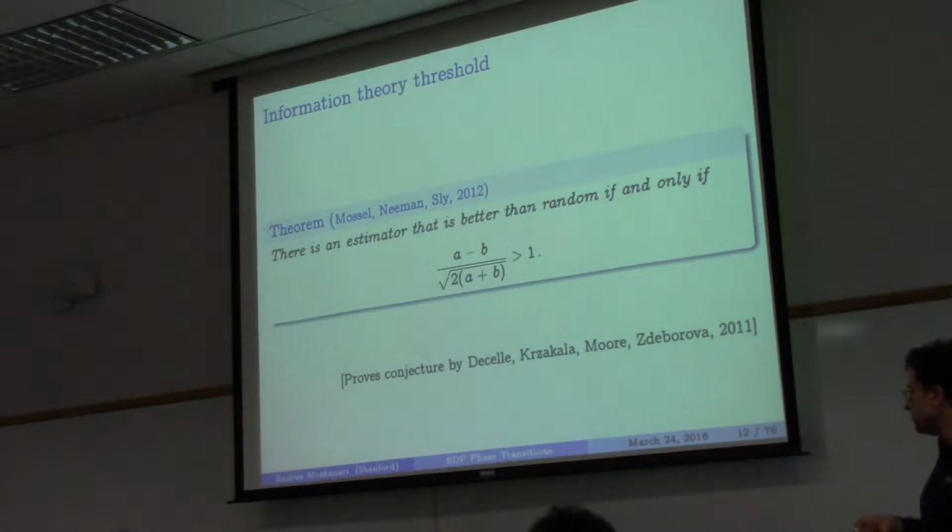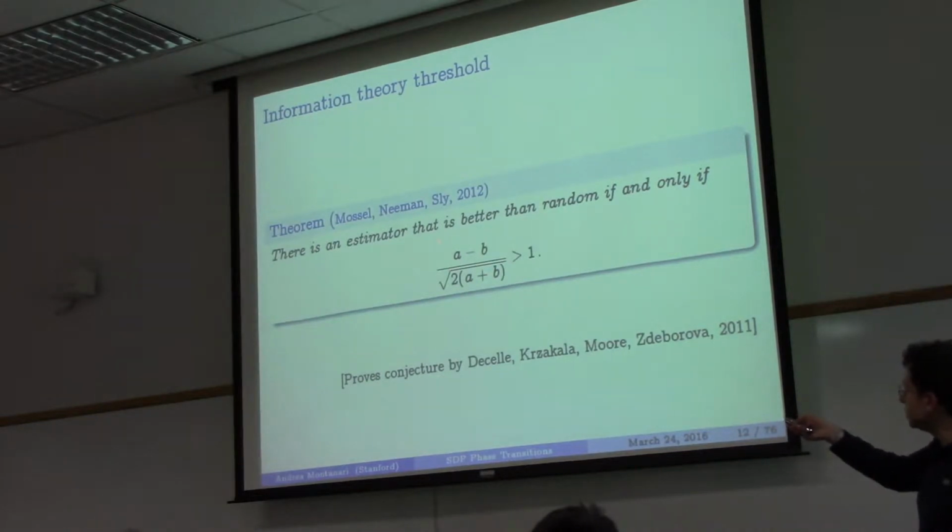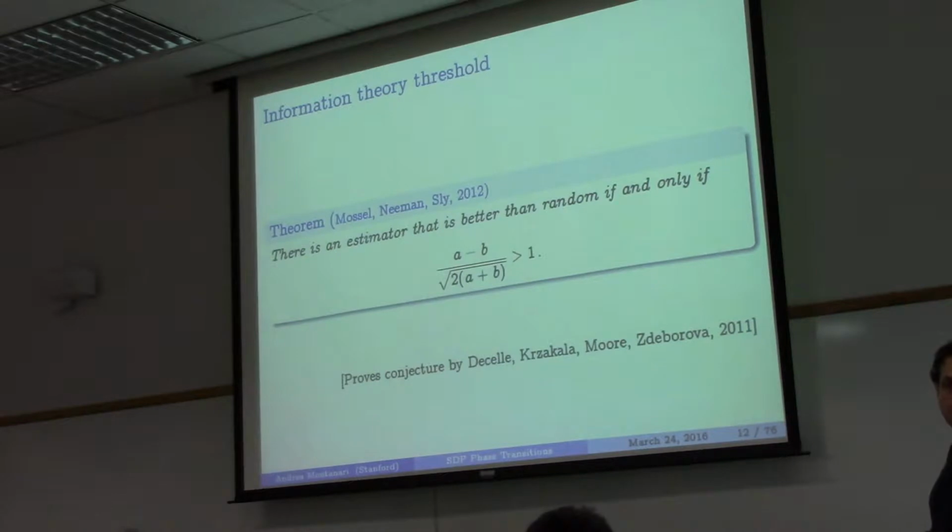And this actually proved an earlier conjecture by statistical physicists. So let me pause a little bit to discuss where this number comes from and why it makes sense. What is a? Well, a over 2 is the number of friends that I have on my side of the partition. If I am a Republican, this is the number of Republican friends that I have, on average. b is the number of Democrat friends that I have. So a minus b is somehow the signal strength, how strong is the signal about me.